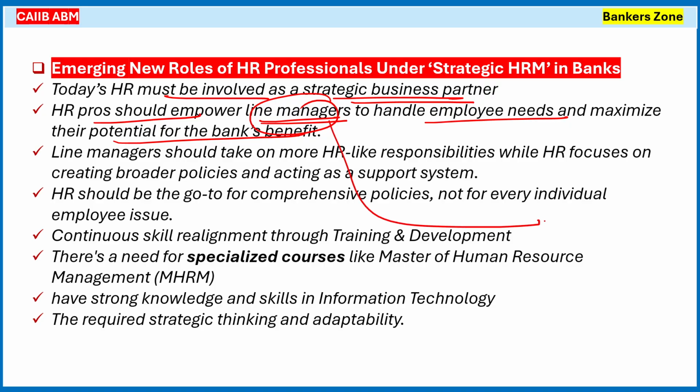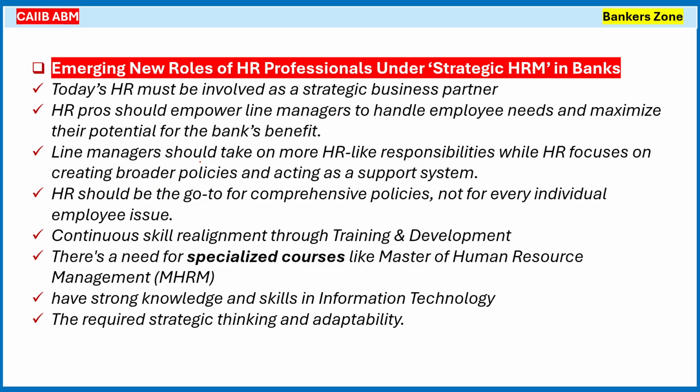A line manager, this is the concept in industry. 9 to 10 workers are there, and over those workers there is one supervisor called a line manager. In the same way, we have a branch manager. Okay, line managers should take on more HR-like responsibility. While HR focuses on creating broader policy and acting as a supportive system, HR should go for comprehensive policy, not every individual policy. That means obviously whatever policy there is should be applicable to the whole organization.